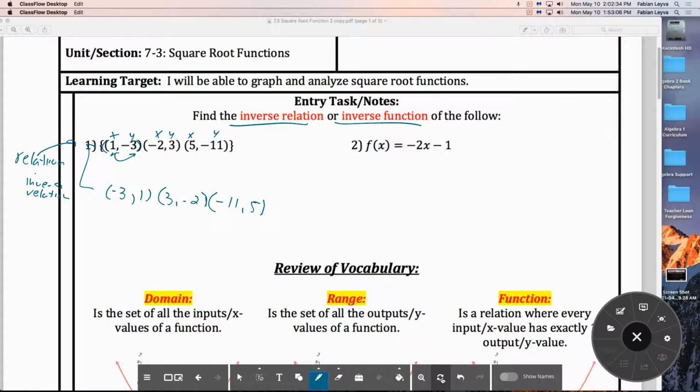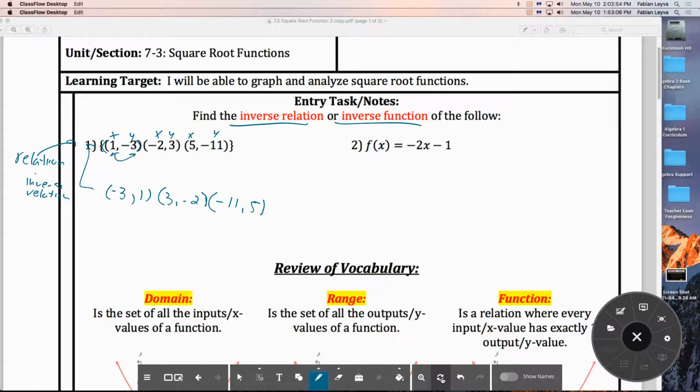Now, this is focusing on the relation. Like any other relation that you have or any equation, you can input something and get an output. I want you to come up with the inverse function. I want you to come up with the function that when I plug in the output, I get the input. So I wanted you to reverse it. Now, I know it sounds a little complicated, but it's a little more straightforward.